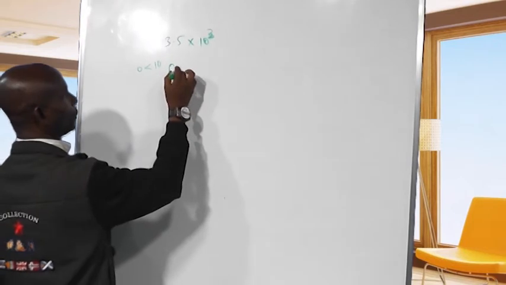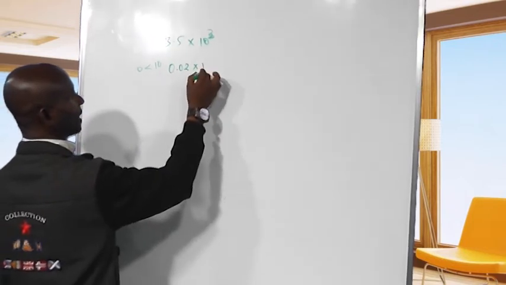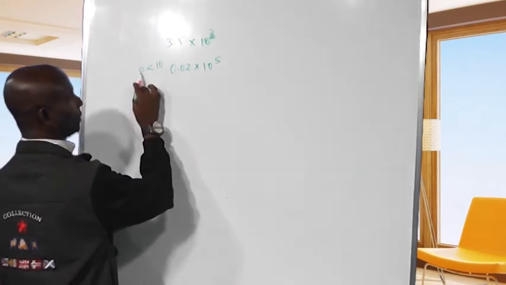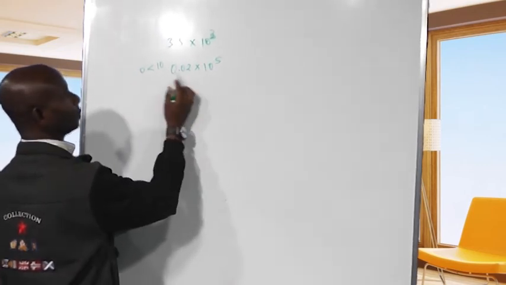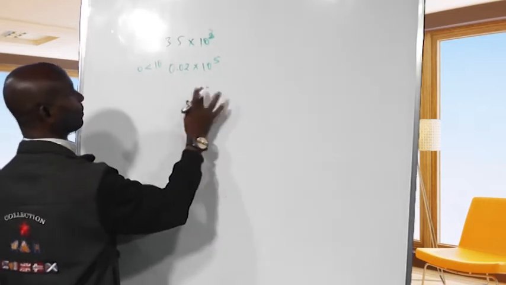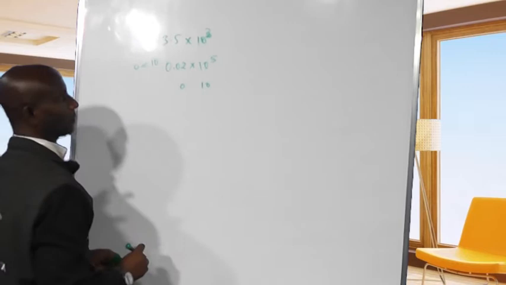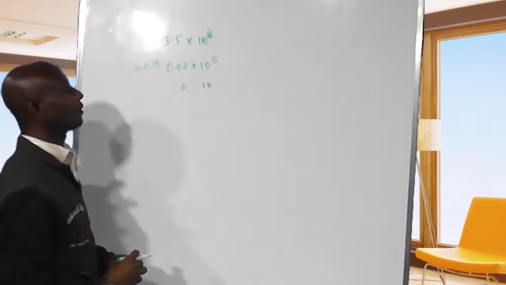If we have 0.2 times 10 to the fifth, it's in standard form because 0.2 is bigger than 0. So it must be between 0 and 10.